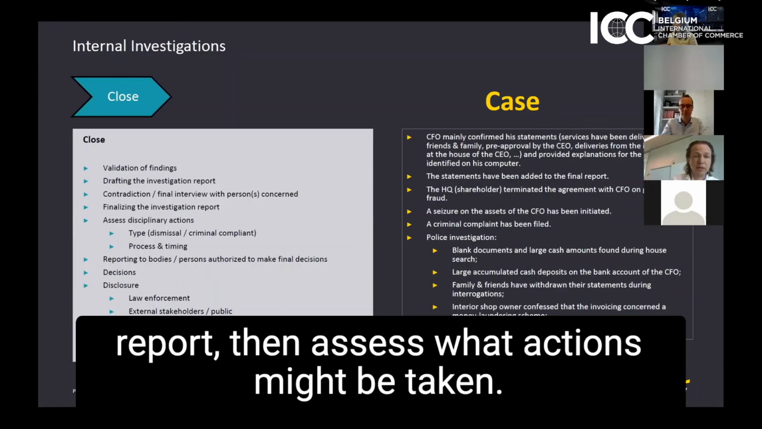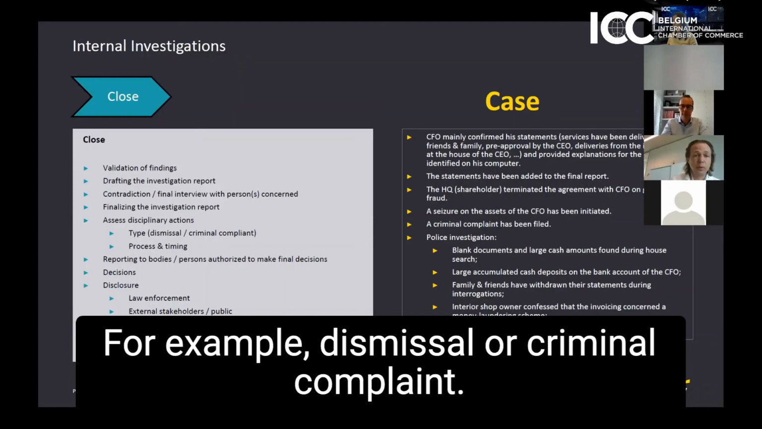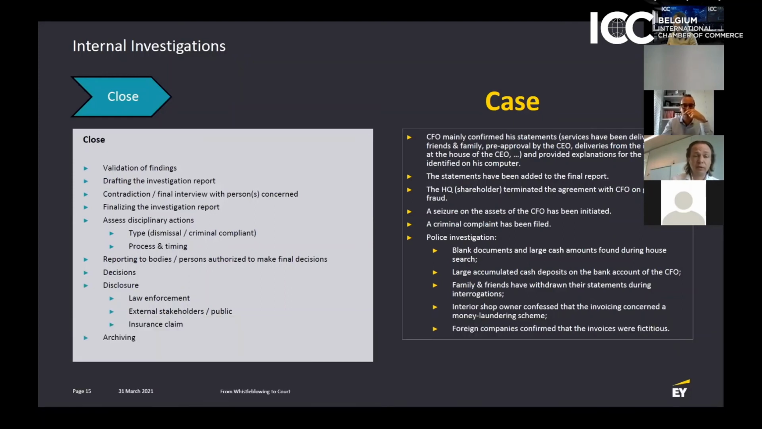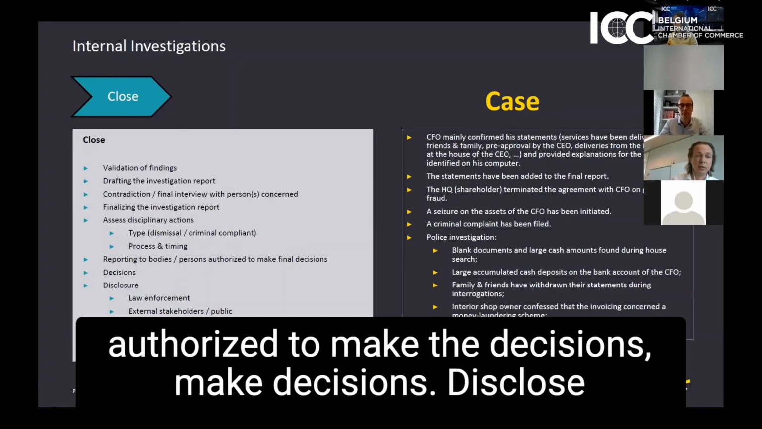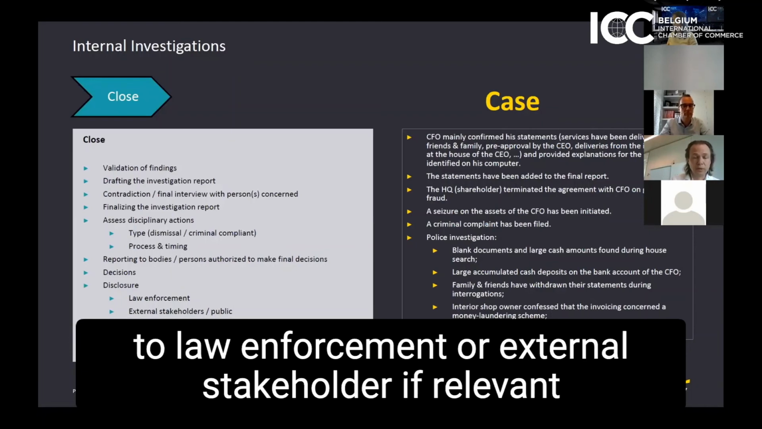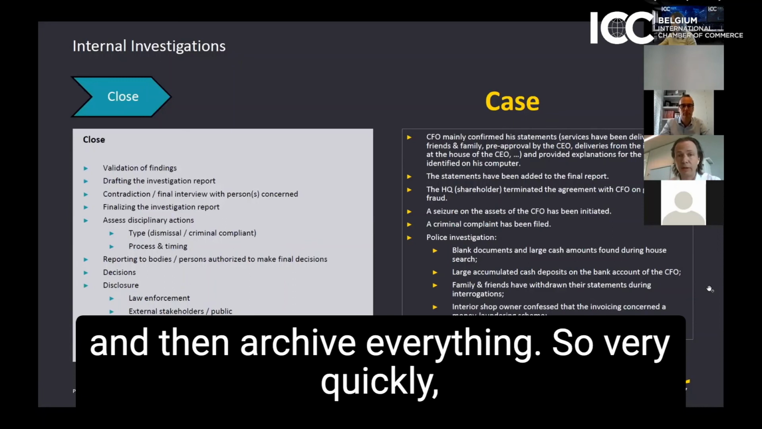Then assess what actions might be taken, for example, dismissal or a criminal complaint. Finally, send your report to bodies and persons authorized to make decisions, disclose to law enforcement or external stakeholders if relevant, and then archive everything.